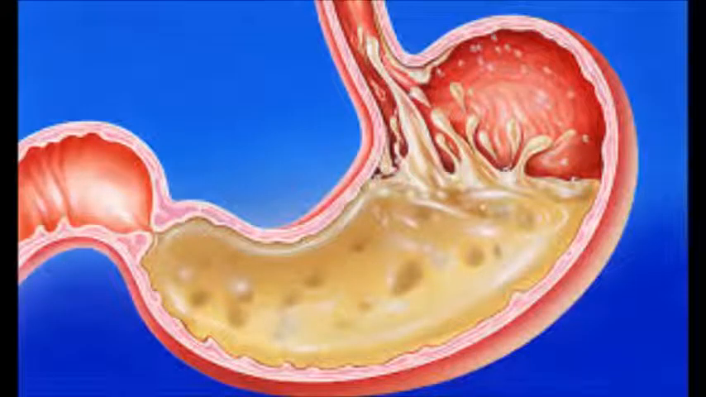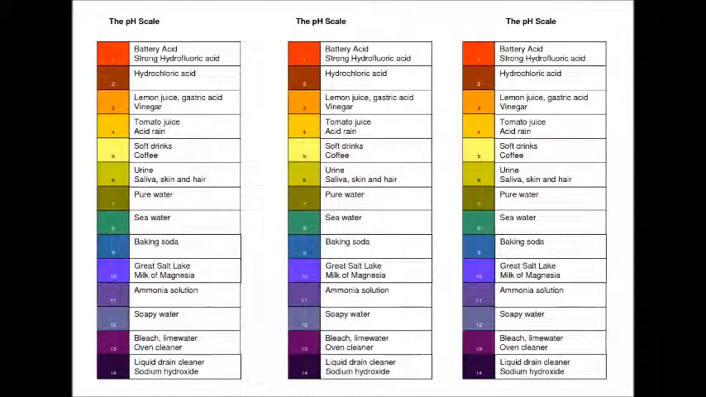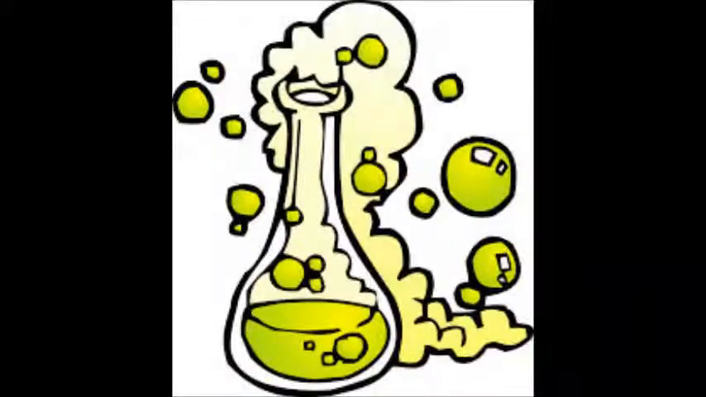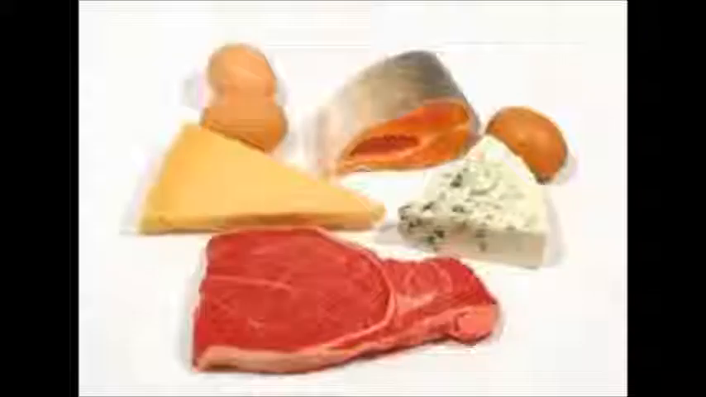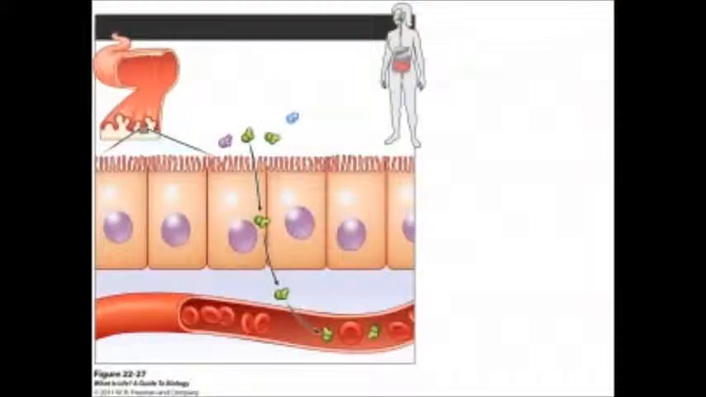Then, when the food hits your stomach, hydrochloric acid, which is a very strong acid that is actually a 2 on the pH scale, reacts and breaks down your food. Then various enzymes split fats and protein molecules so they can be absorbed and distributed through your bloodstream.